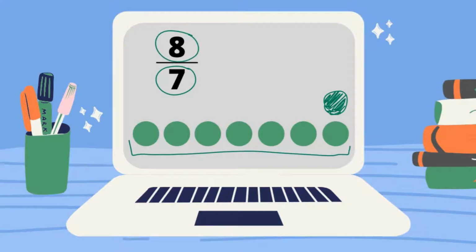So we're going to take one set or one whole, which is 7 pieces, and then we're going to take another set of 7 pieces, and we're going to borrow one more piece from that second set. So then this fraction can also be given as a mixed number of 1 whole and 1/7, or 8/7 as an improper fraction.